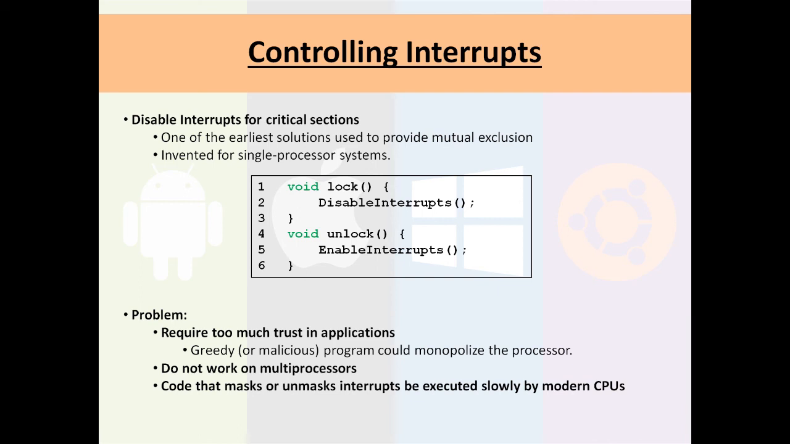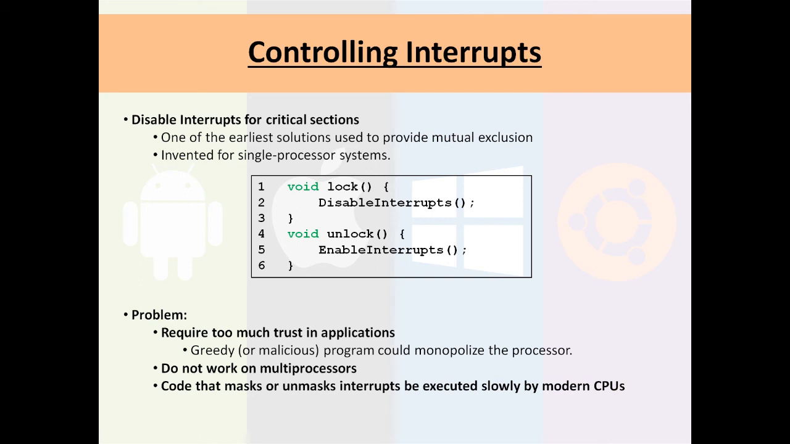So that was one problem, right? You had to trust that programmers and applications didn't abuse the CPU in that sense. Additionally, it obviously doesn't work on multiprocessors, right? Because you can still have multiple processors running at the same time on multiprocessor systems. And once again, these processors could still be accessing these shared states and therefore affecting the results of the program.